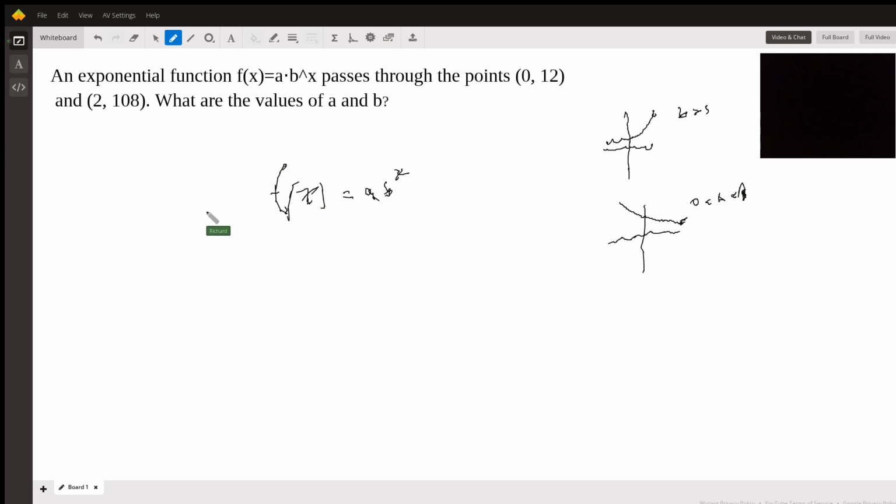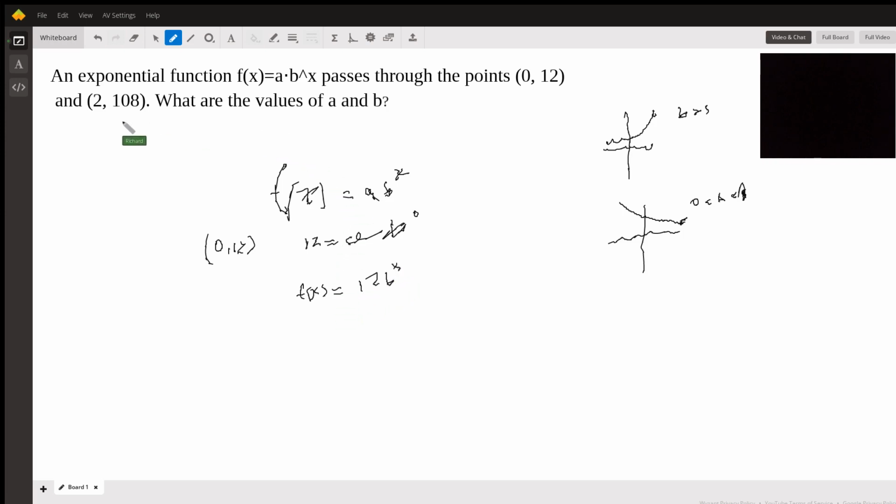Okay, so now we just take this (0, 12), and we plug that in. So 12 is going to be equal to a b to the 0. b to the 0 is 1, so a is 12. So now we can write the function as f of x equals 12 b to the x, because we know a is 12.